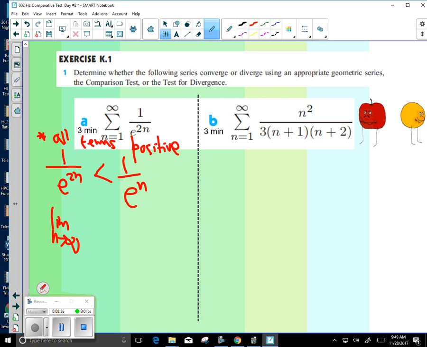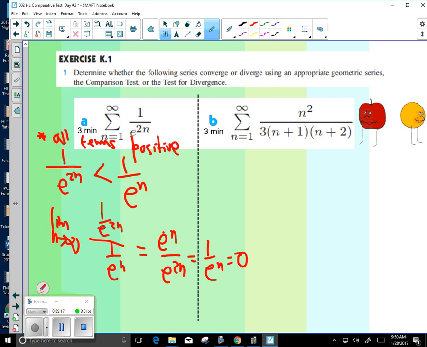Good. Limit as n approaches infinity of, okay, we're going to take 1 over e to the 2n, the one we don't know. 1 over e to the n is the one we do know. So this is going to be e to the n over e to the 2n. What is that going to be simplified? Yep, 1 over e to the n. And that limit is going to go to what? 0. Yep.